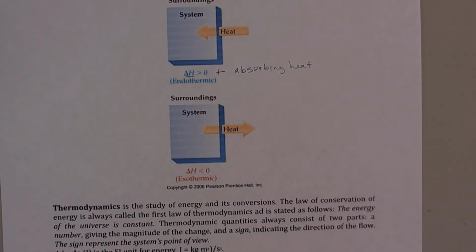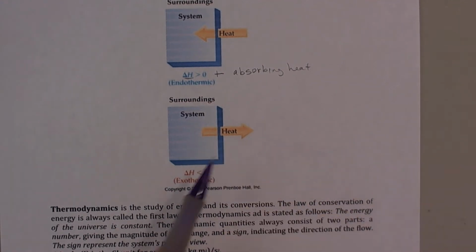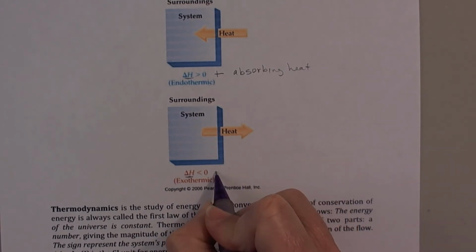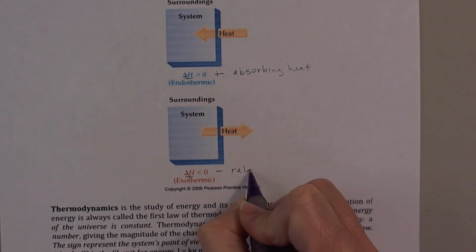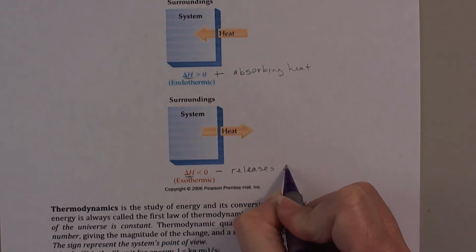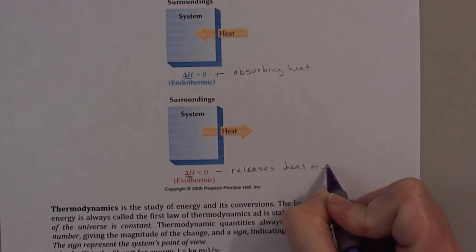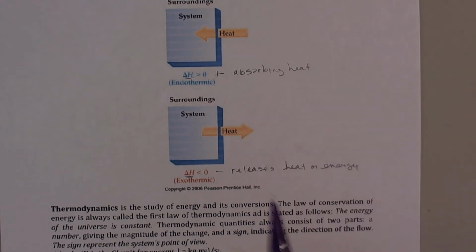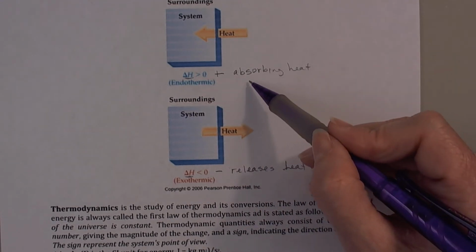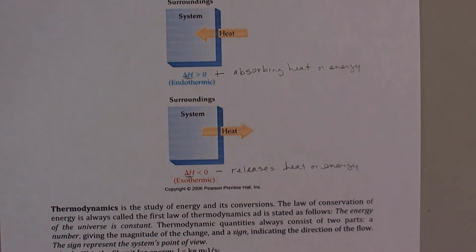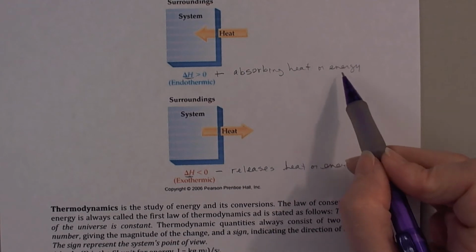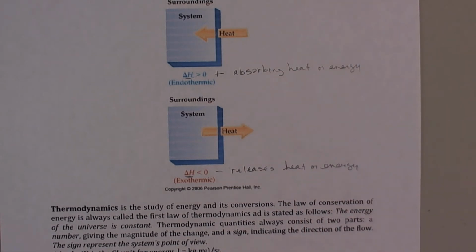On the other hand, whenever you have a system and heat is leaving that system, that enthalpy change, that delta H, is negative. So that tells you an exothermic reaction is one that releases heat or energy. And this first one, endothermic, means it absorbs heat or energy. And in this course, we're primarily going to talk about that energy being in the form of heat.